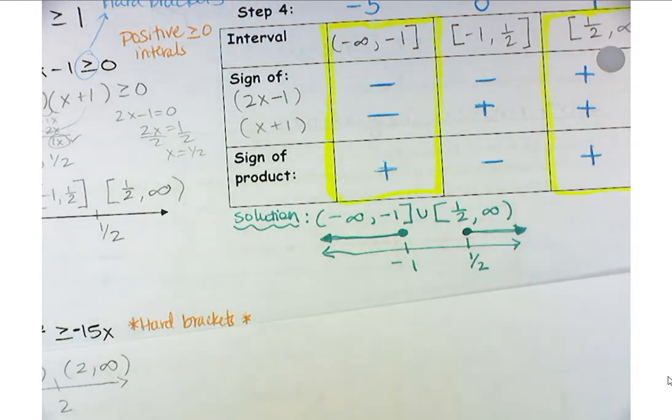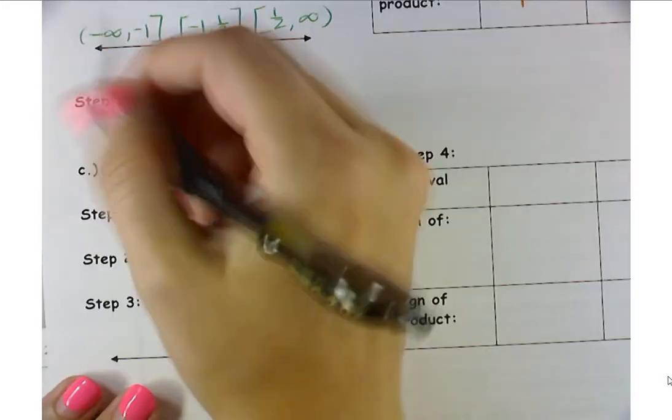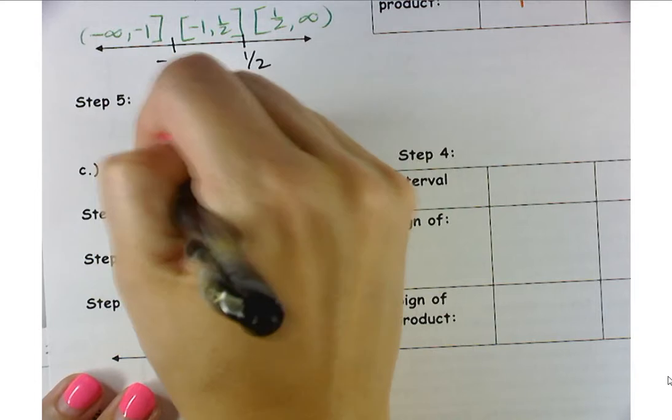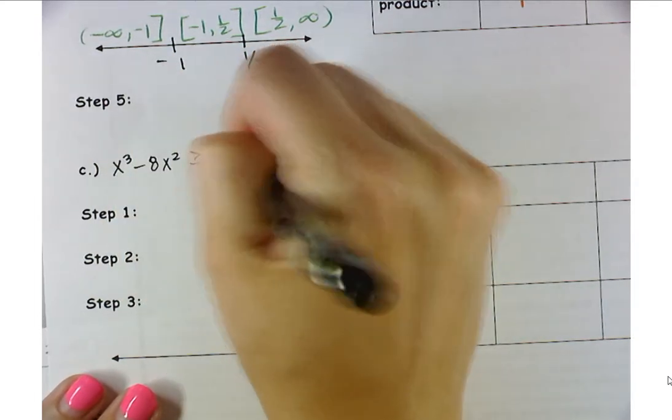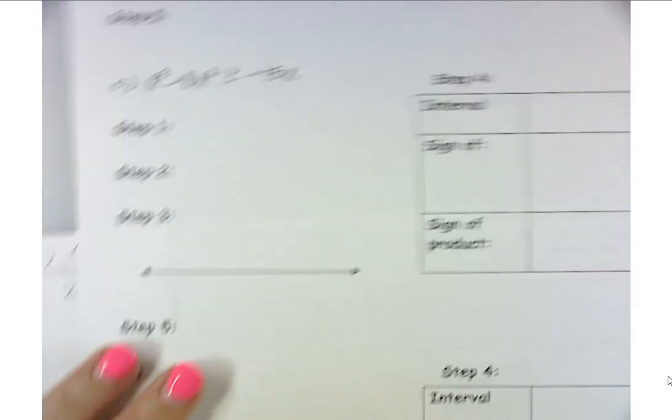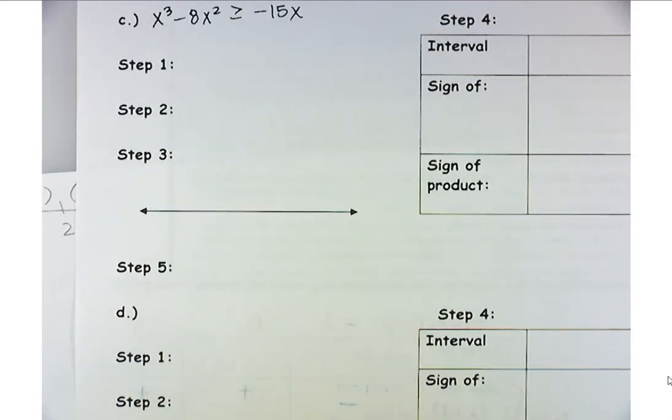All right, let's go to the next one, which is x cubed minus 8x squared is greater than or equal to -15x. Okay, so see if you can do the first few steps. Well, I know some of you will be able to do it all. Go ahead and do it all if you can.